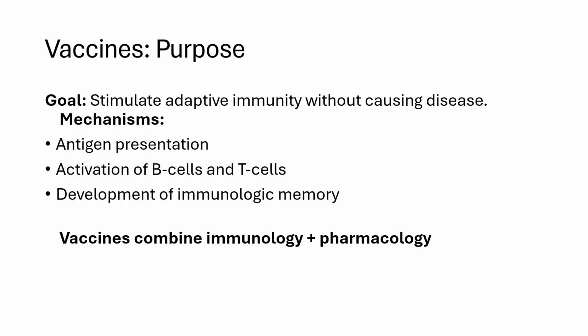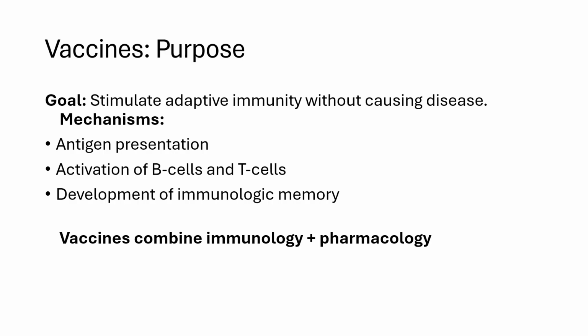So we want to stimulate adaptive immunity without causing disease in the patient. Adaptive immunity is the part of the immune system that learns and remembers specific threats like viruses or bacteria. It is slower to start, but gets stronger and faster with repeat exposure. So first we have an antigen. That is any foreign substance, like a virus, bacteria, or vaccine, that the body recognizes as a threat and builds an immune response against.